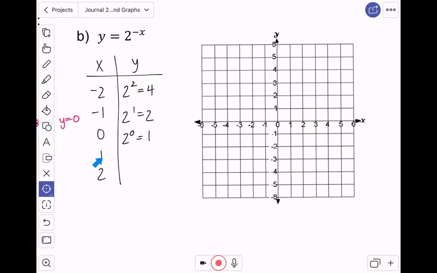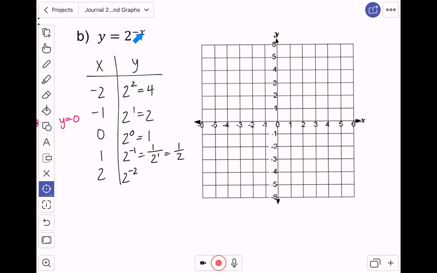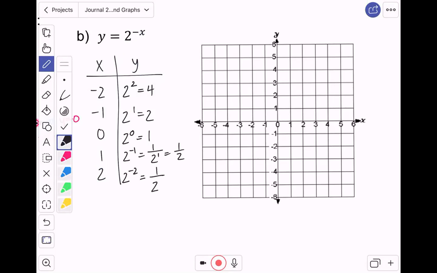And then if I plug in 1 into here, that's going to be 2 to the negative 1, which ends up being, again, that 1 over 2 to the first. So 1/2 again. And then 2 to the negative 2 power. So if I plug in 2 in for here, this would be 2 to the negative 2. So I've written it down here. And so that would be 2 to the second power, but it's going to be in the denominator because that's a negative exponent. So that'd be 1/4. All right, so we're ready to plot.